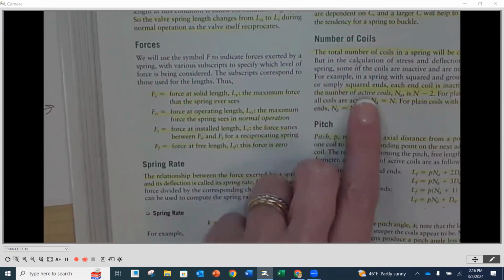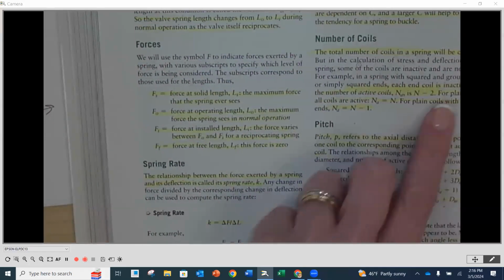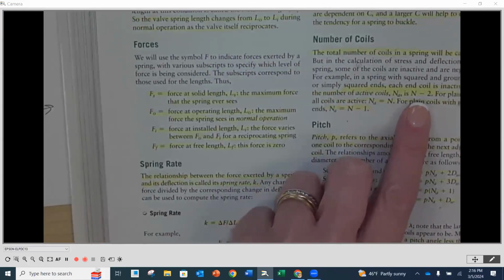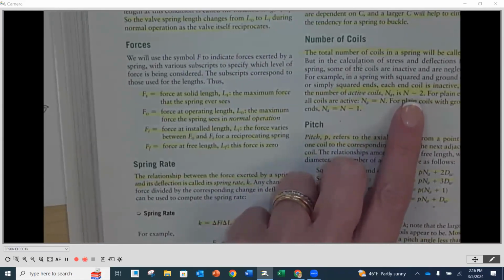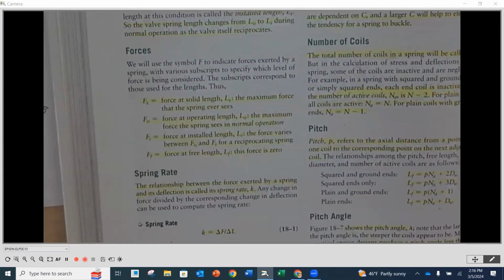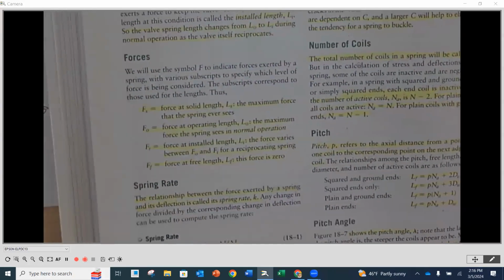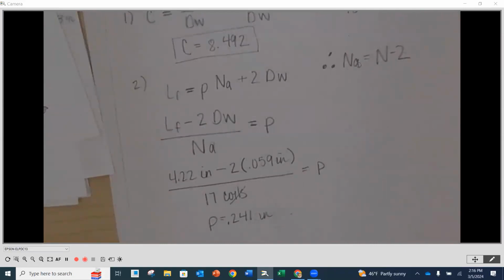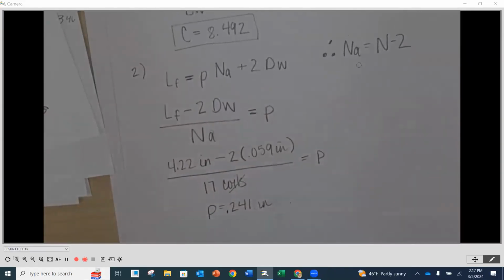Squared and ground ends, or simply squared: each one of the coils is inactive, and the number of active coils is N minus two. It's in the paragraph above. Does that make sense? Okay. Yep, so because it's both, we have to do minus two. So you should end up with a pitch of 0.241.